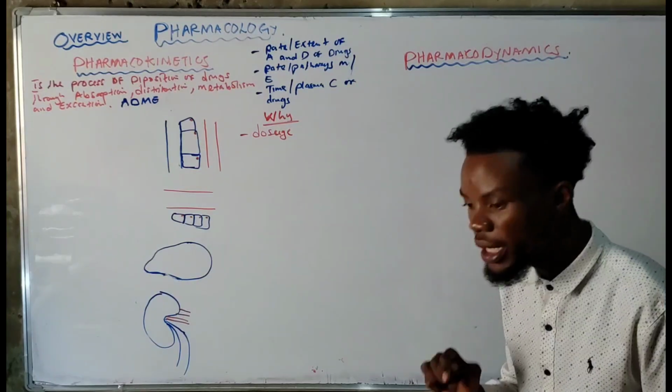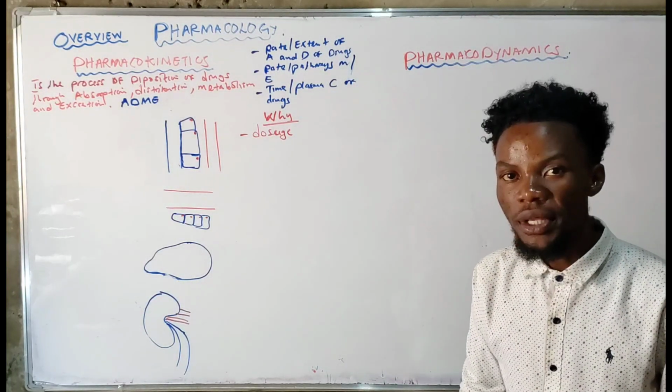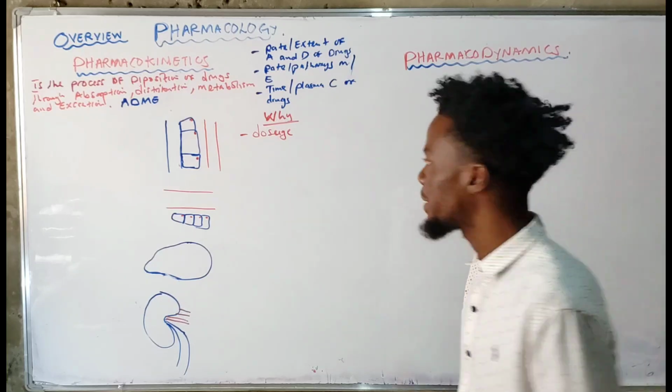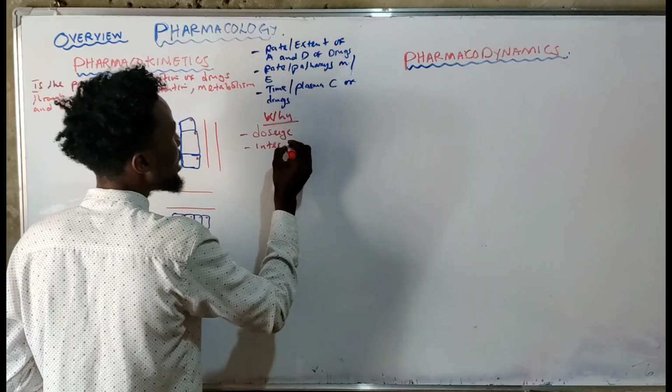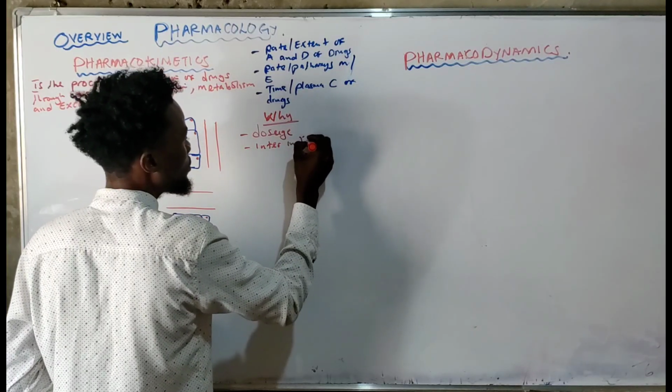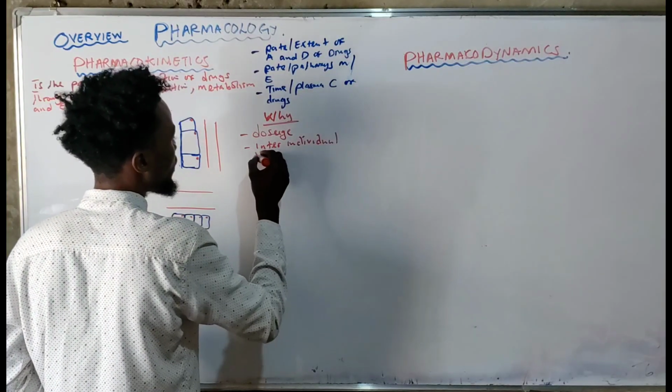The other important thing that I talked about, what was that? We said inter-individual variation. So what is the other important aspect? It will tell us about inter-individual variation.